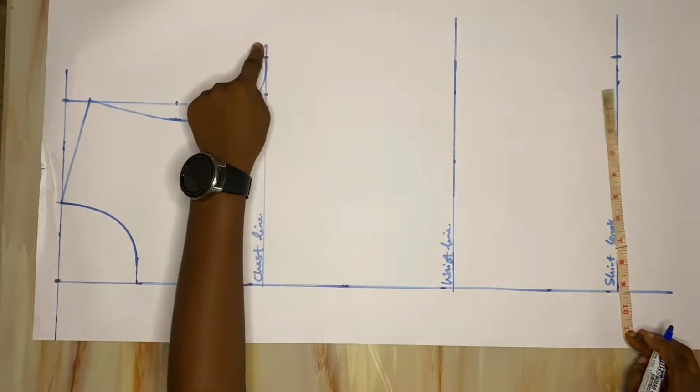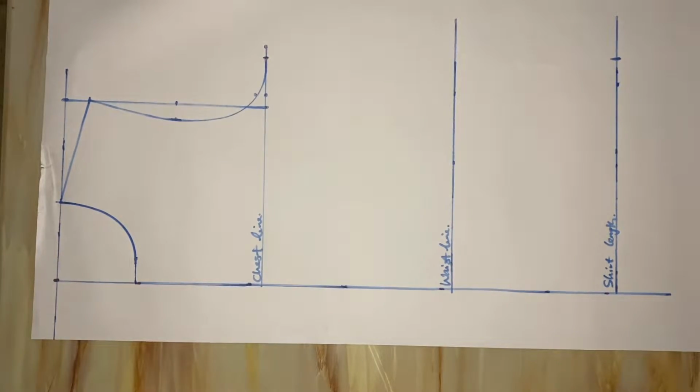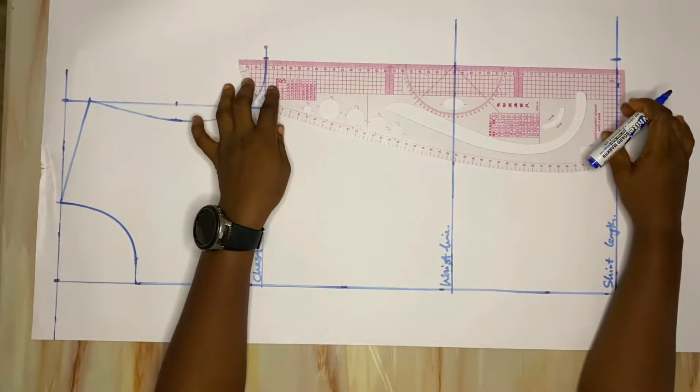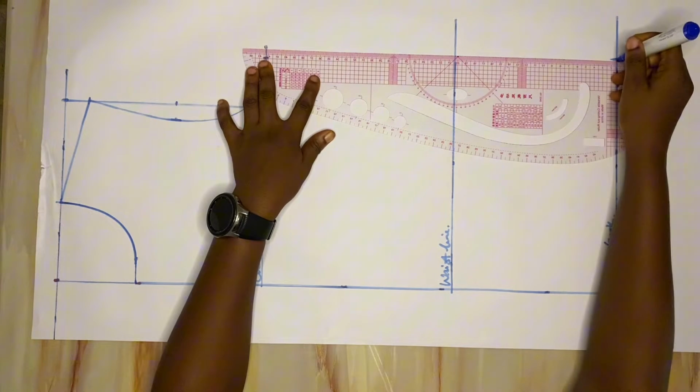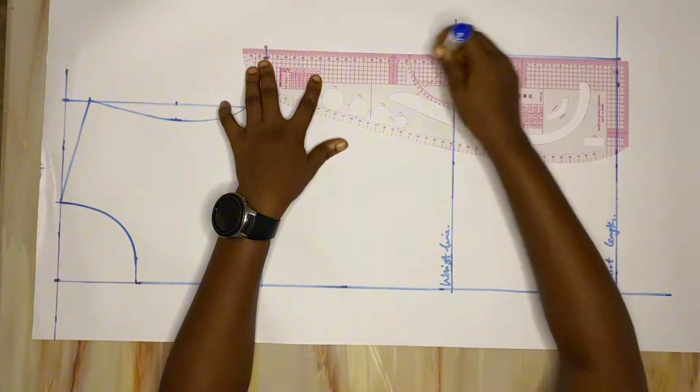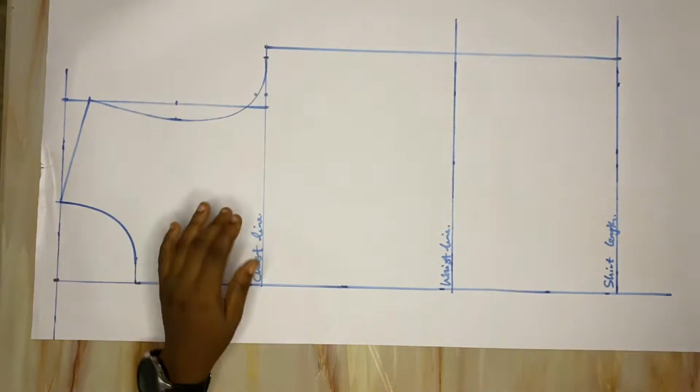Now after doing this, I'll go ahead and connect this shirt line straight down to the half an inch here. Yes, take note of that. Straight down to that half an inch ease that I added to the bust area.